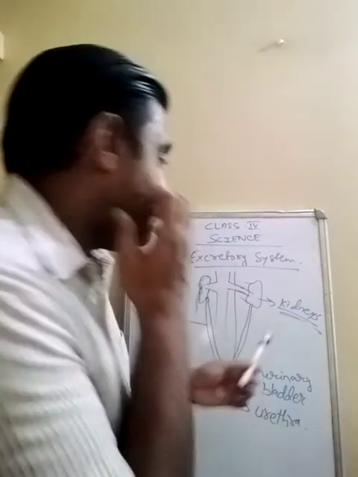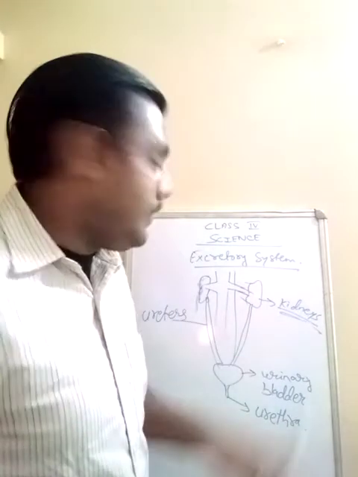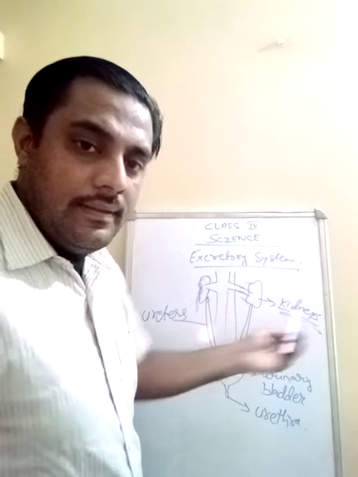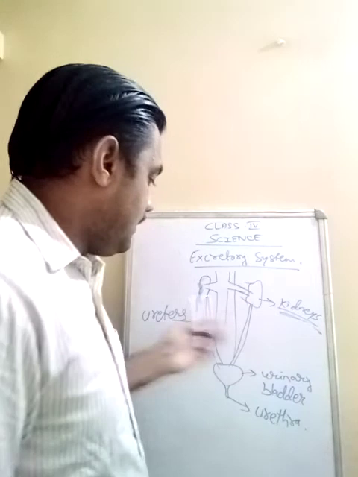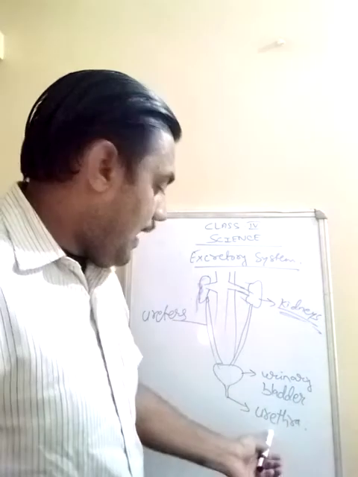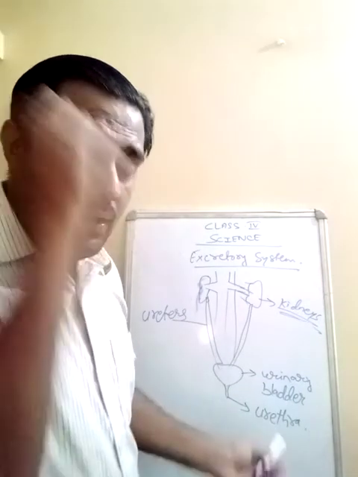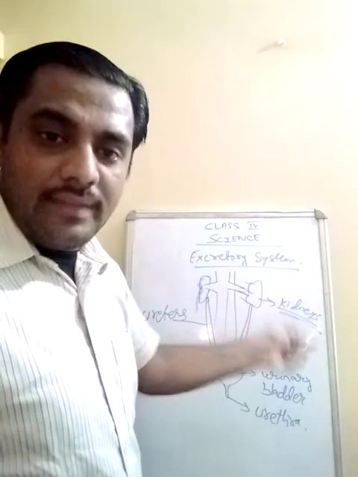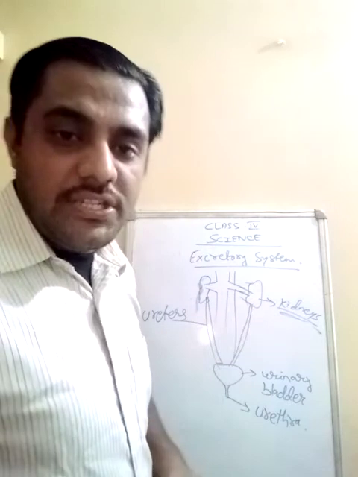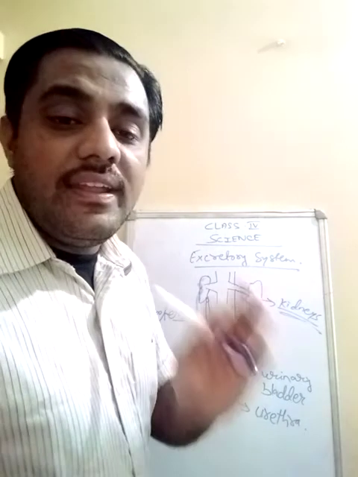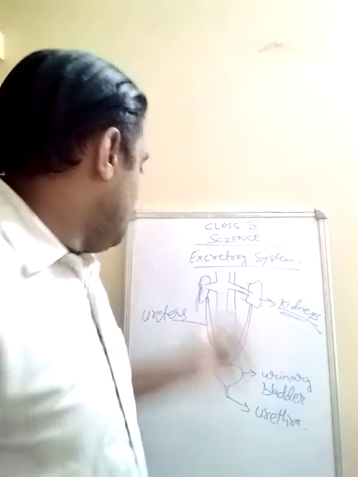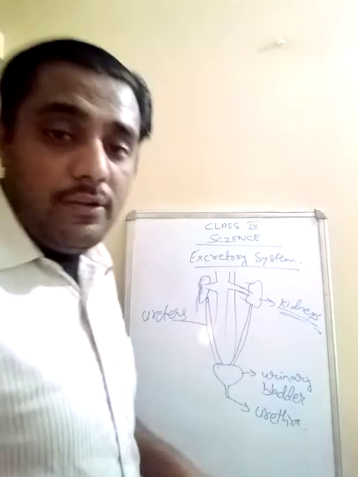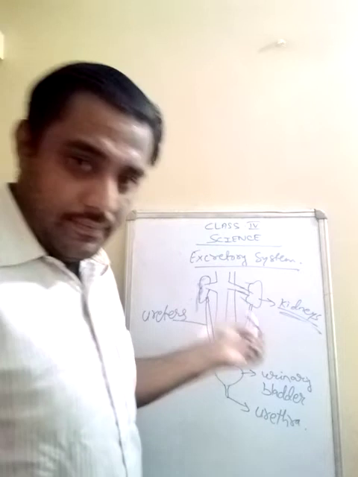So once again I am telling you the major organs involved in excretory system: kidneys, ureters, urinary bladder and the opening known as urethra. Spelling wise, K-I-D-N-E-Y-S, kidneys. Two kidneys, bean shaped, function filtering the waste. Then you have ureters, U-R-E-T-E-R-S, ureters. Remember, they will be plural because there are two ureters.